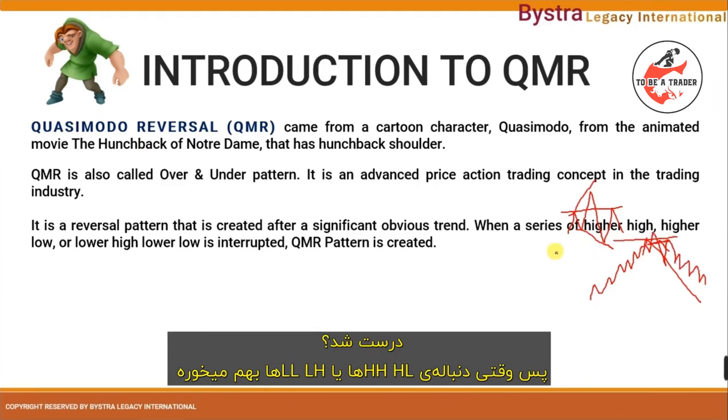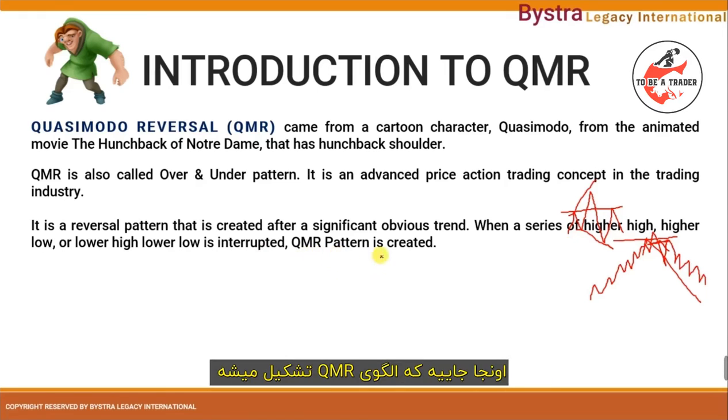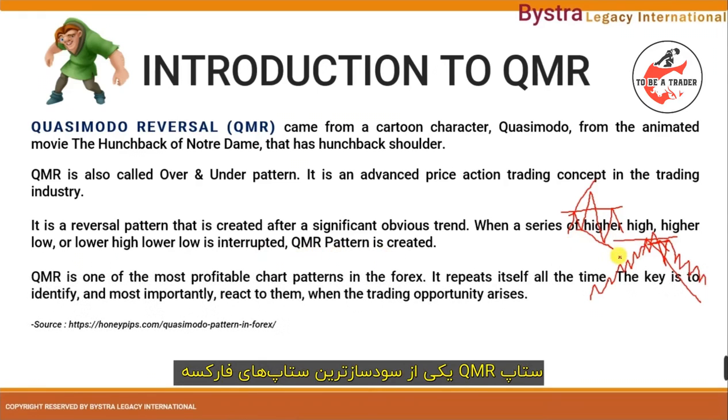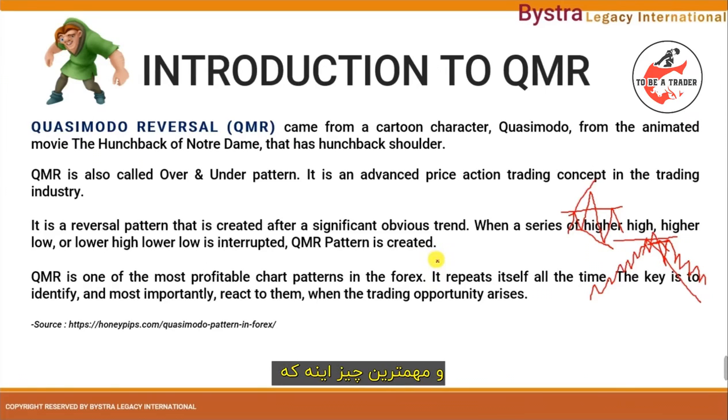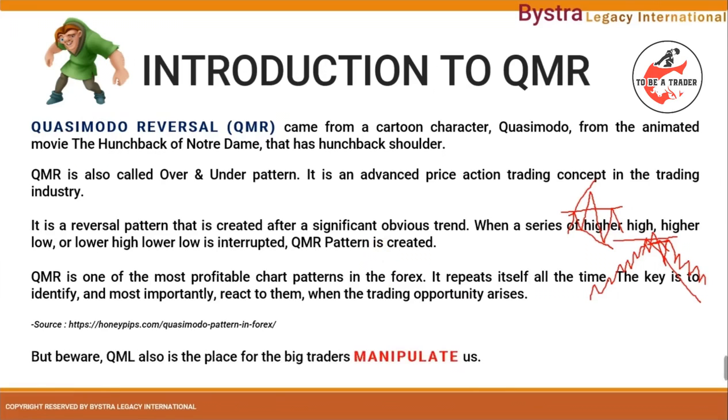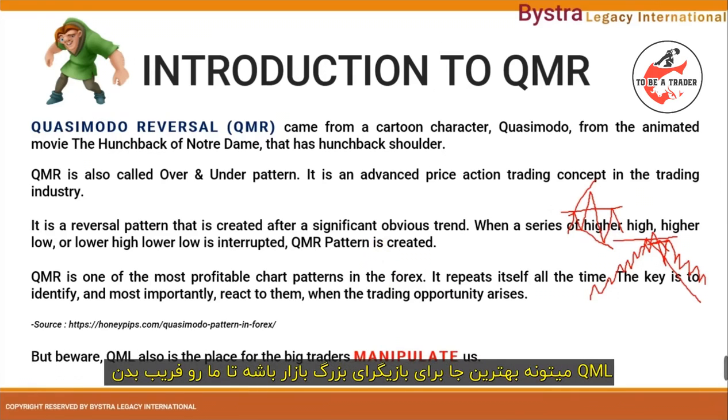So when a series of higher high, higher low, or lower high, lower low is interrupted, this is where the QMR pattern is created. QMR is one of the most profitable chart patterns in Forex, and it is also very commonly used by supply and demand traders. Because this setup always repeats itself all the time, the most important part is that we're able to identify and catch this setup whenever an opportunity arises in the chart. But beware guys, QML is also the best place for big traders trying to manipulate us.